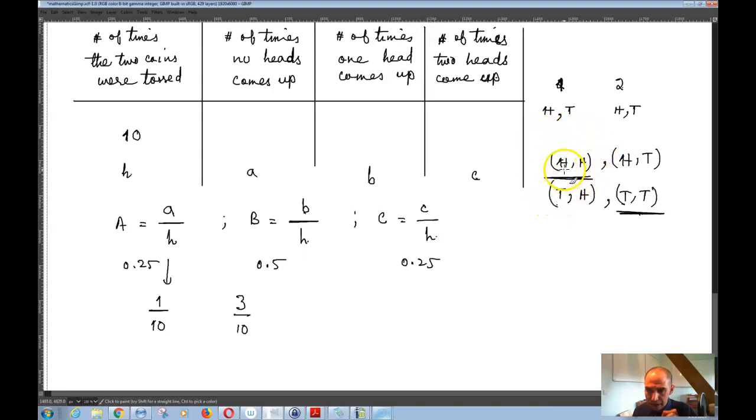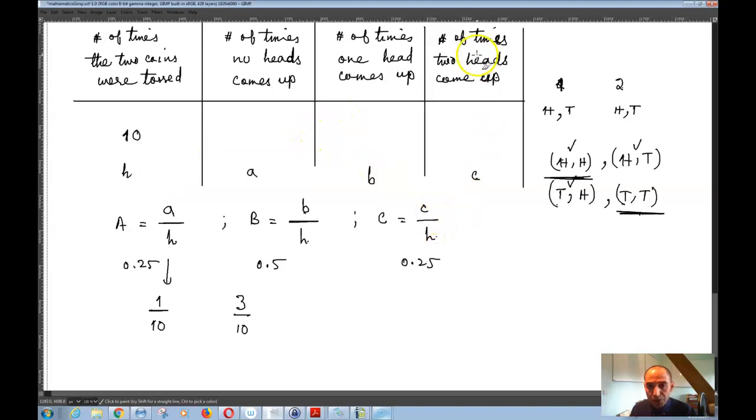There is only one way that this can happen. Now, for example, in this case, there were basically three ways that this could happen, right? Meaning that one head comes up. This can happen in three different ways. Meaning that if this happens, or this happens, or this happens, then that means that this has happened, right? So there are three different ways that this can happen. So I write 3 over here and then divide by the total number of coin tosses.